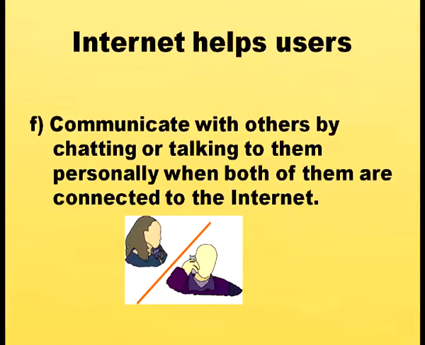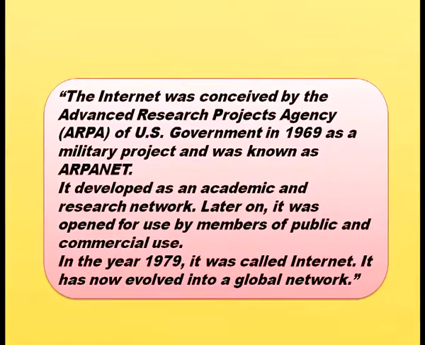How this came into existence, we should have awareness relating to that also. Internet was conceived by the Advanced Research Projects Agency of the United States government in 1969 as a military project and was known as ARPANET. It developed as an academic and research network. Later on, it was opened to use by members of the public and for commercial use. In the year 1979, it was called Internet. It has now evolved into a global network.